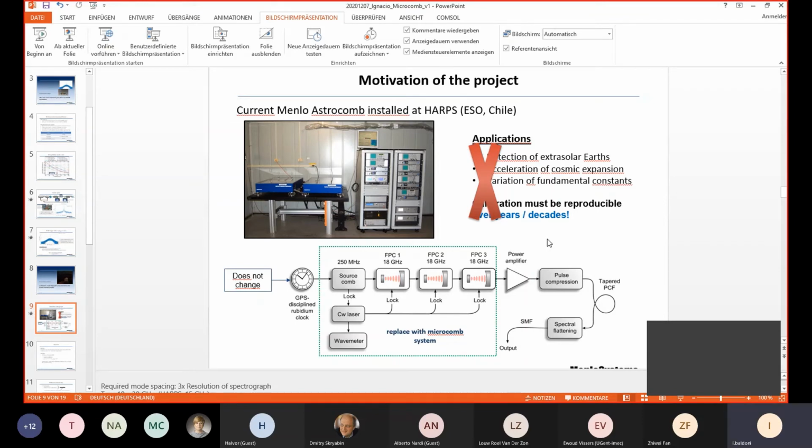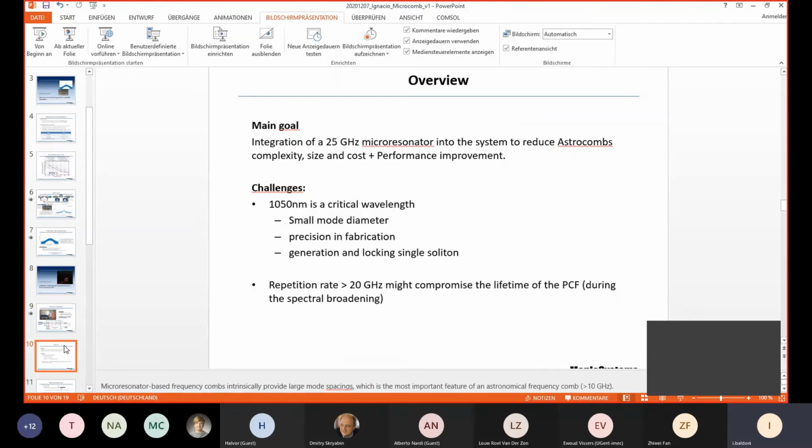What we are trying to accomplish in this project with the microcomb is to replace all these Fabry-Perot cavity lockings with an entire microcomb system. So this, in principle, would be able to get rid of an entire rack, and if we keep moving forward, even more. The main goal of this project is to integrate a 25 or 50 gigahertz microresonator into this system to reduce the astrocomb's complexity, size, and cost, and even improve its performance.